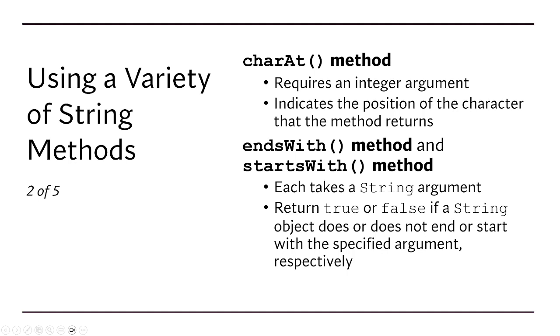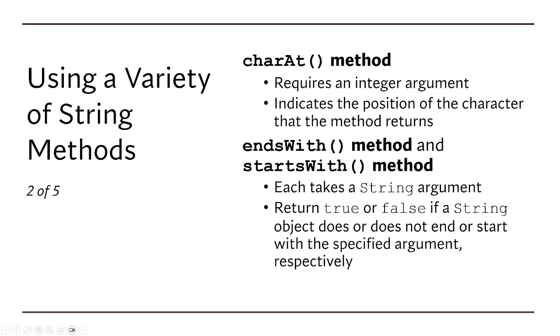charAt requires an integer argument, and it just gives back the character that is at that position. So if I put charAt(2) for the word dog, it's going to return O. endsWith tells me the character that the string ends with, and startsWith tells me the character that the string starts with. You can pass in a string argument and ask, does this string end with G? If it ends with G like dog, it's going to return true. If I put in fox, it's going to return false.